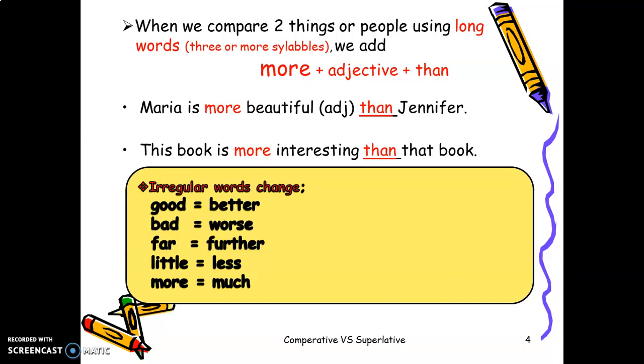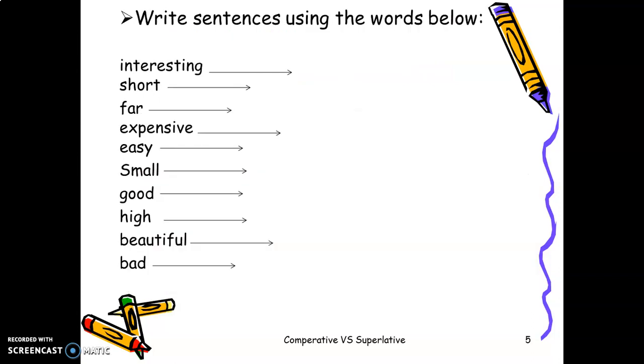We have some irregular adjectives. We change them to good, better, bad, worse, far, further, little, less, much, more. You have to study them by heart. You need to write these words in sentences using the comparative form. Interesting has more than three or four syllables, so it's more interesting than. Short is a short one, so shorter than. I want you to do the rest by yourself.